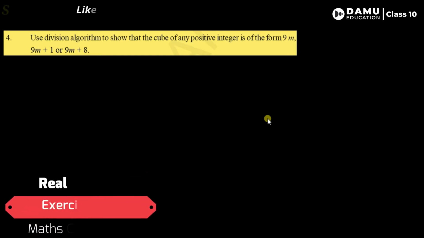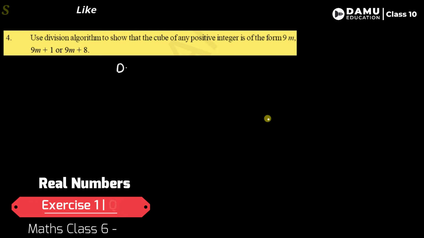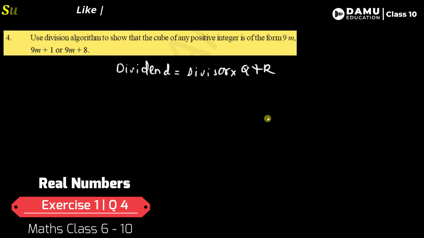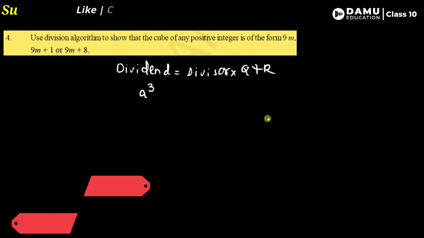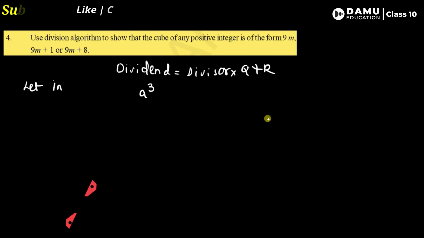Division algorithm. You can write that dividend will be equal to, as usual, we know, divisor into quotient plus remainder. So here 9m is what is given, the cube of any positive integer. So let's take any integer a. Let the integer be a. Then what is its cube? The cube will be equal to a cube.